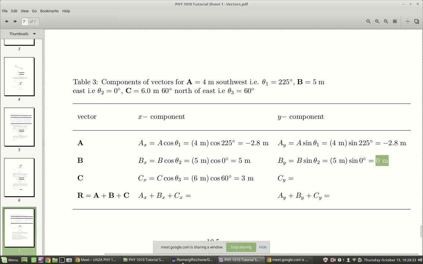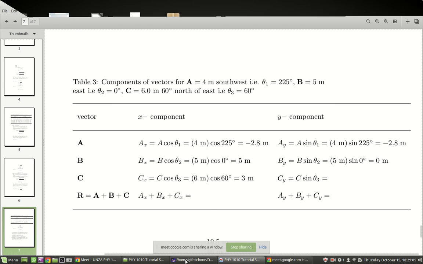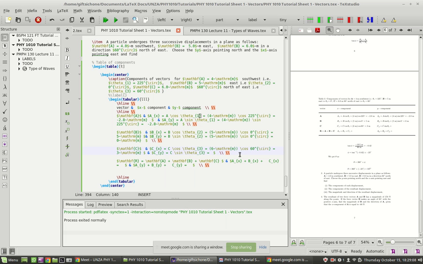Okay. Next, we move on to Cy. How do we get Cy? The magnitude of C times the sine of the angle. Like that. Okay, the magnitude of C is how much?